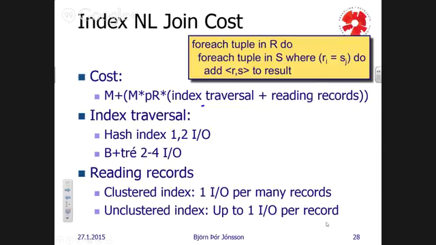Is this formula roughly clear? Now, if I have some conditions on this table, something that reduces the number of records, then basically this affects that part.